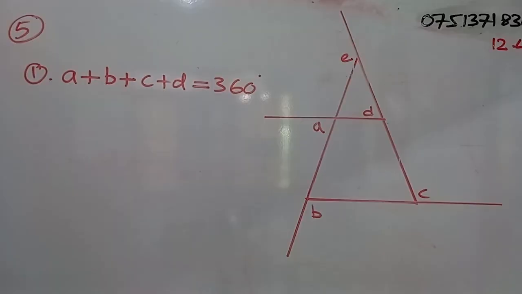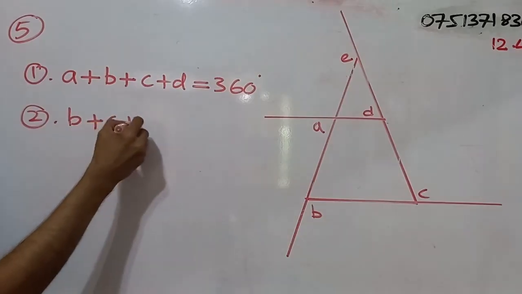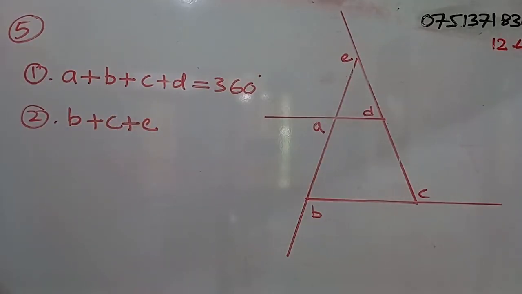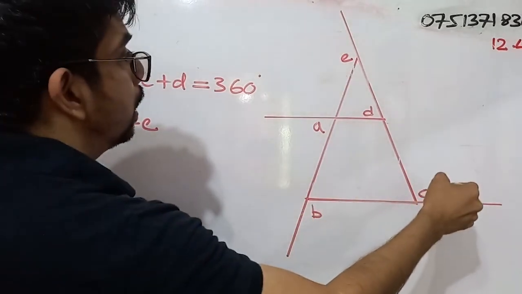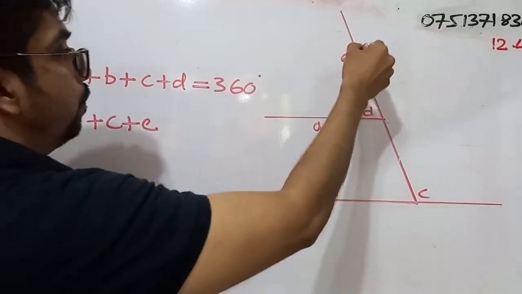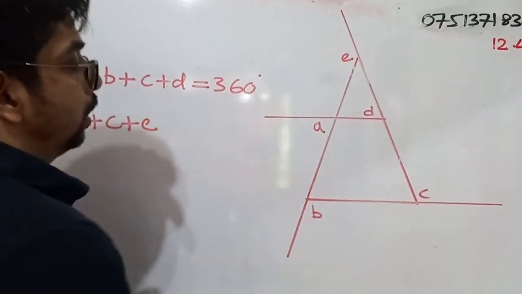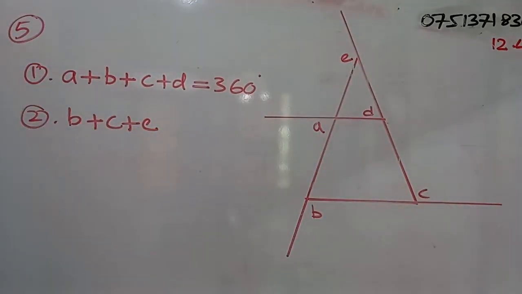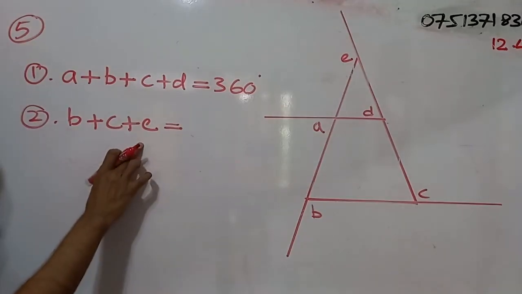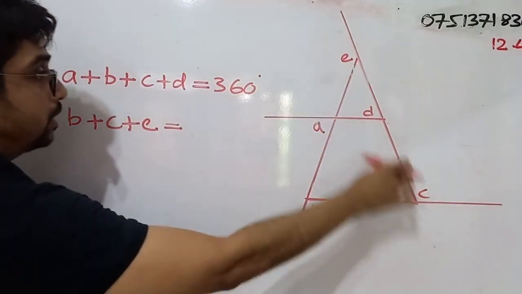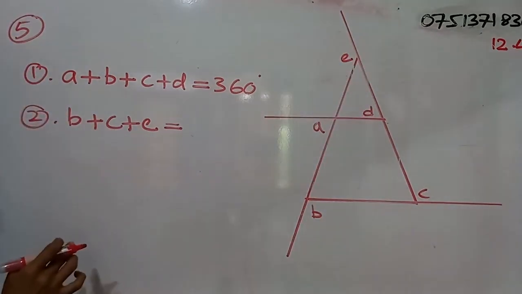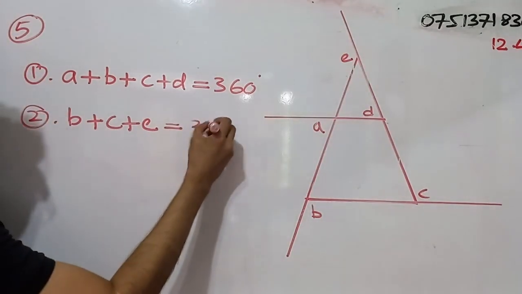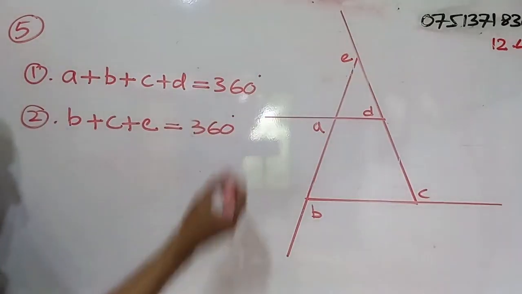Right. Then what is the value of B plus C plus E? Okay. B, C and E. So if we think about this large triangle, all three of those angles are what? External angles. External angles of this large triangle. So what is the sum of them? That is equal to 360 degrees.